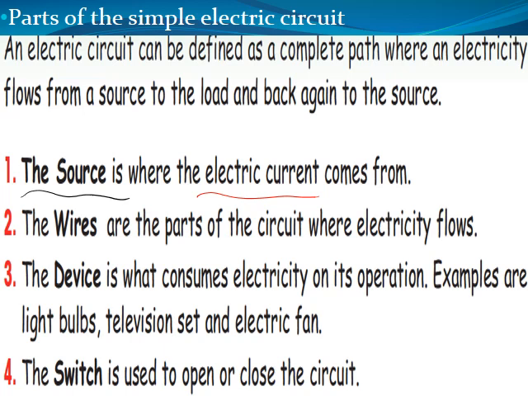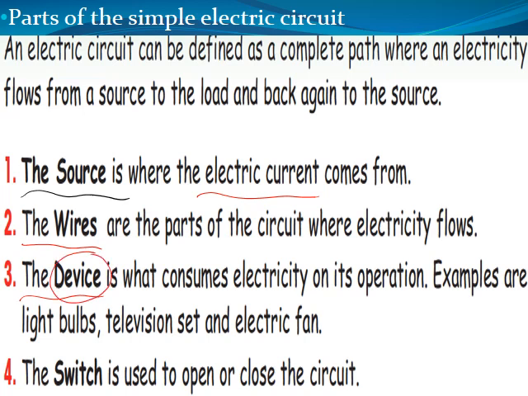Number two, we have the wires. Connection wires are the parts of the circuit where electricity can flow through them. This is the second part, the wires. Number three, it's the device. The device is what consumes electricity in its operation. When it's operating, this one consumes electricity, we call it a device.